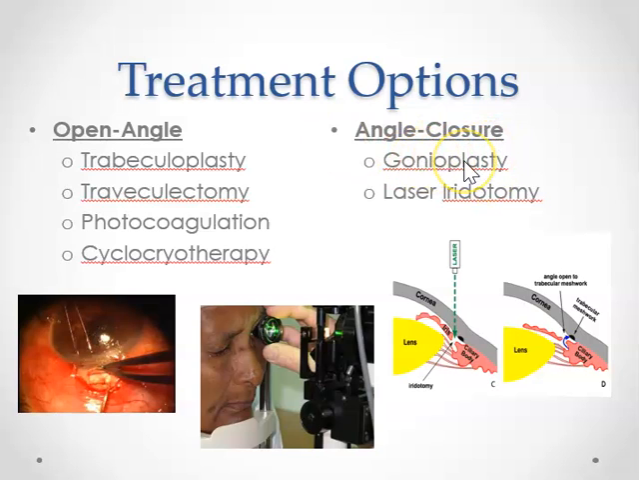Gonioplasty is going to open that angle. And laser iridotomy, that laser makes small perforations in the iris, which allows drainage from the posterior and anterior chamber of the eye. So this is going to also open the angle. We're going to teach the patient to try to avoid coughing after surgery because that's going to increase intraocular pressure.